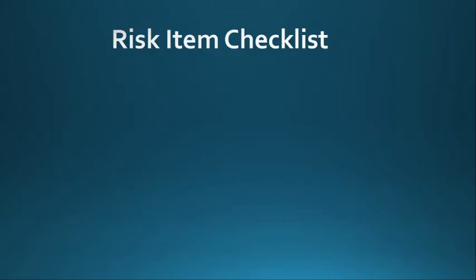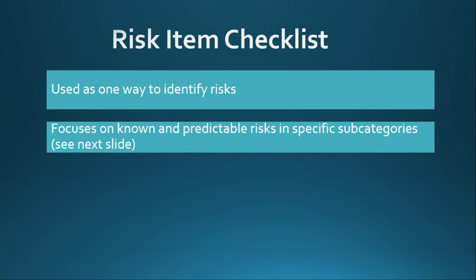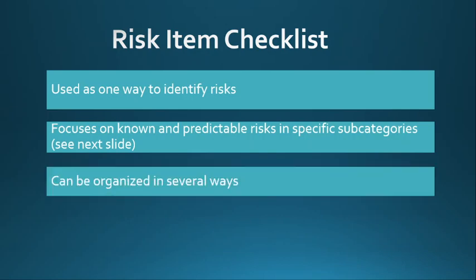Then the risk item checklist. We have certain risk items that have to be checked. First, use it as one way to identify risk, and secondly, focus on the known and predictable risks in specific categories, which we will discuss in the next slide, and which can be categorized in several ways.